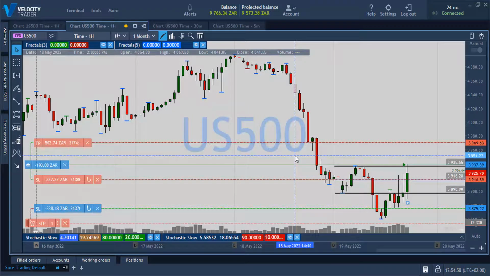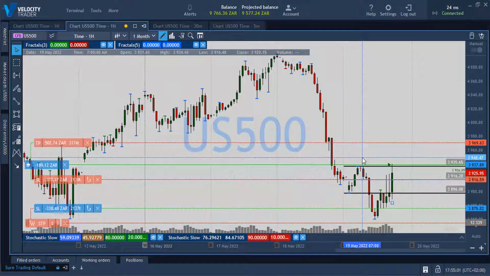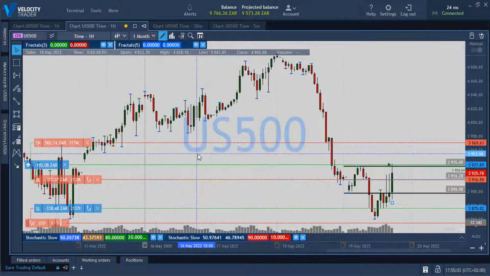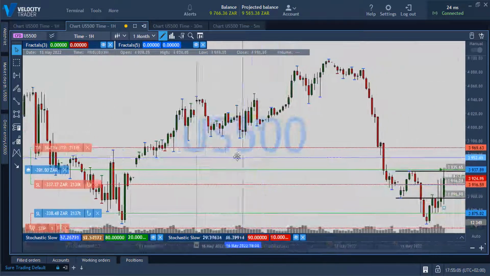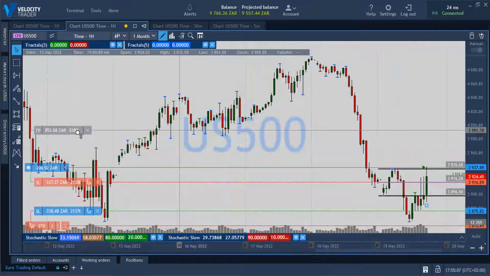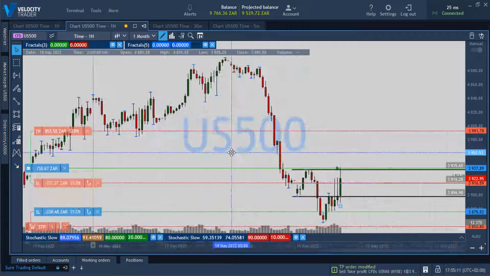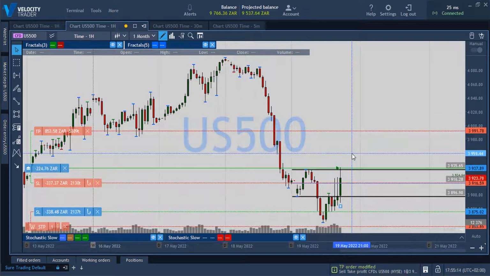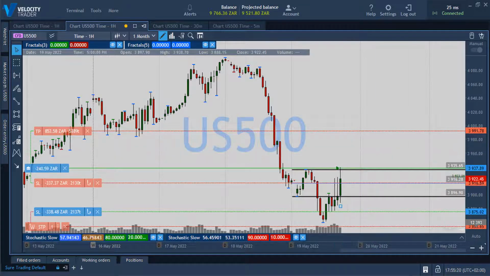What I'm going to do, just to get the maximum amount of profit we can, I'm going to move my take profit up to these levels over here, to see if we can get more profit if it does go in our favor. But I'll keep you posted about that.